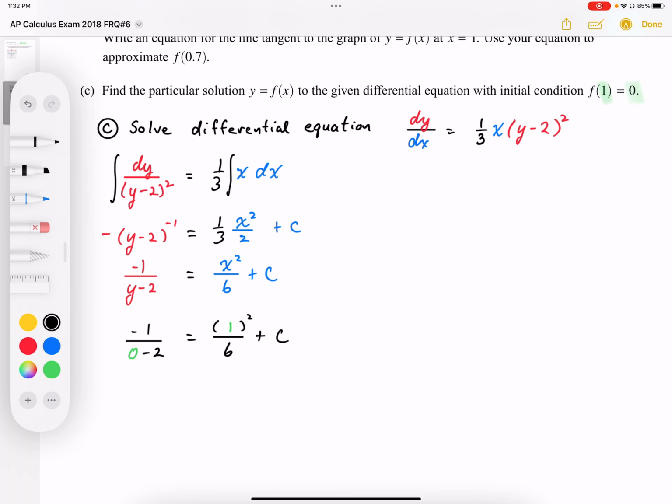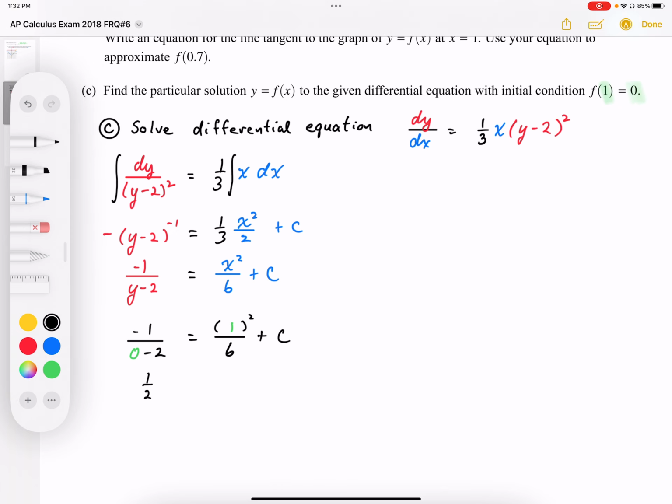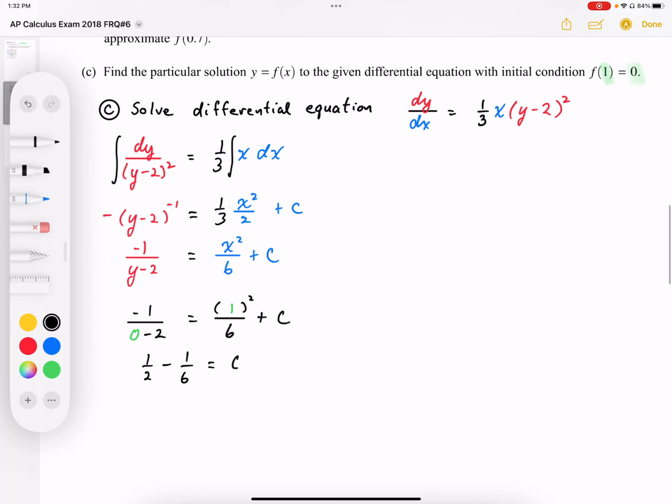This becomes 1/2 minus 1/6 is equal to c. 1/2 minus 1/6, I get a common denominator of 3 over 6 minus 1 over 6, which gives me 2 over 6, which simplifies to positive 1/3. So c is equal to positive 1/3.